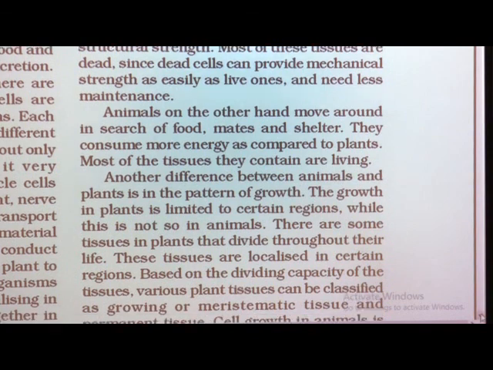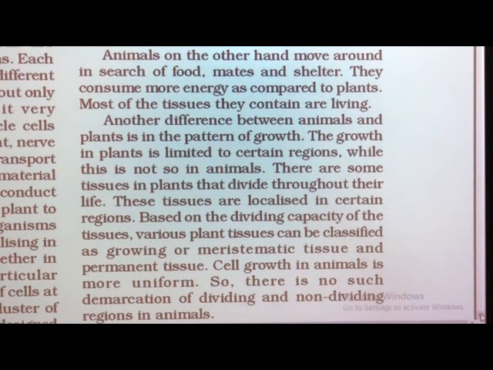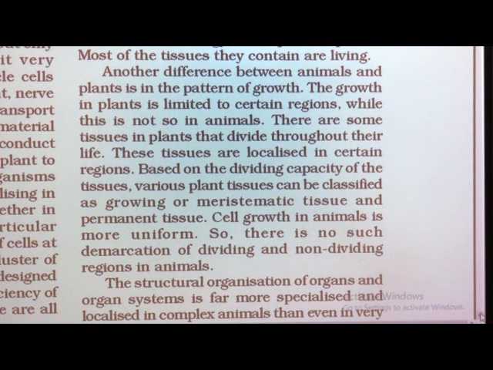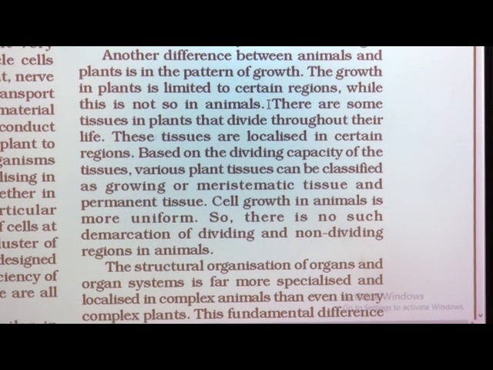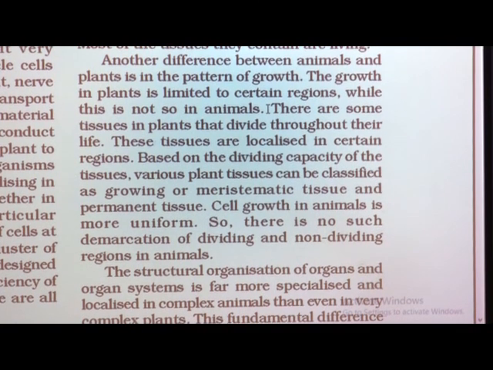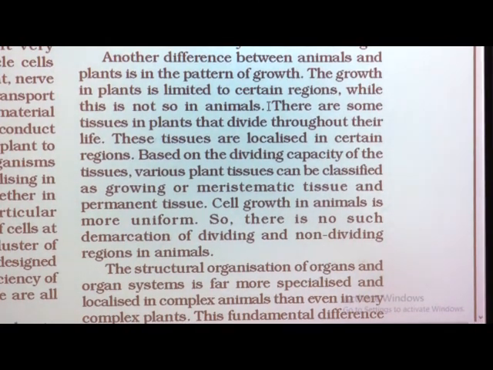Another difference between animals and plants is in the pattern of growth. The growth in plants is limited to certain regions, while this is not so in animals. Okay, so the growth in plants is in certain regions. Its shoot grows, branches, leaves, flowers, fruits, etc. Whereas in animals, the growth is not limited to certain regions. Each and every part of the body grows.